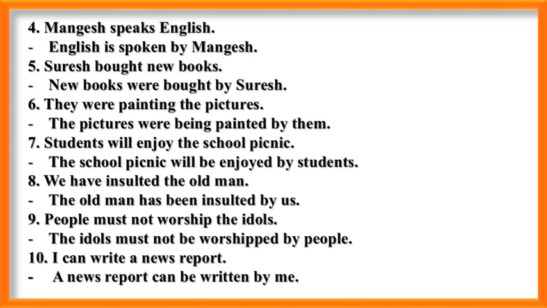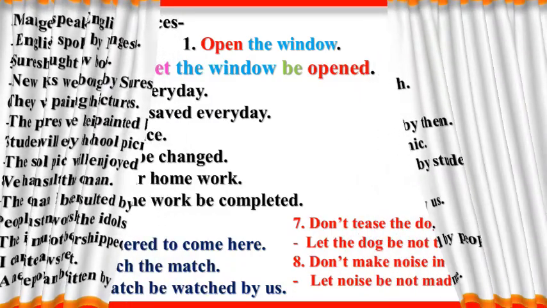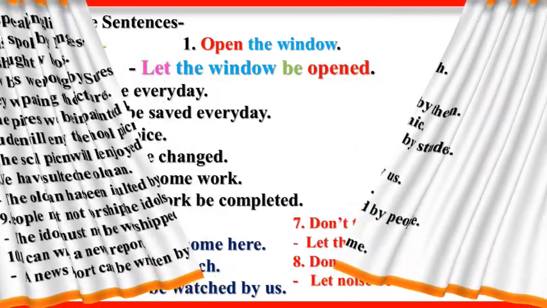Ninth sentence. "People must not worship the idol." Passive form of the sentence is as follows. "The idols must not be worshipped by people." And next example, "I can write a news report." "A news report can be written by me," passive form of the sentence. Let's learn how to convert imperative sentences into passive voice.